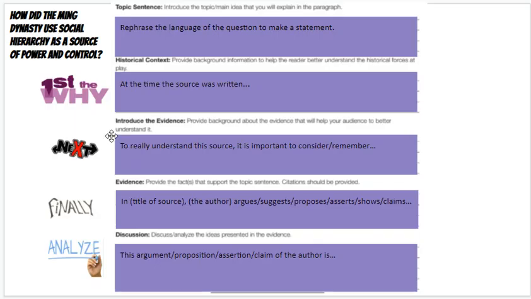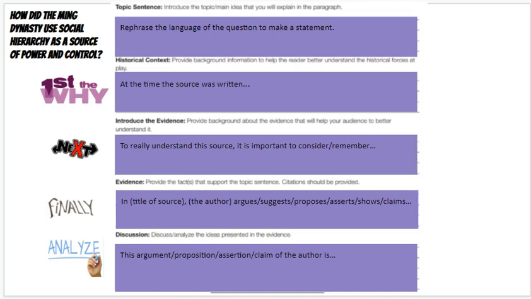How are you going to introduce the source? Okay. Well, remember first we have at the time the source is written, you're talking about Confucian behavior. Next, to really understand the source, it's important to remember what was important in Chinese society during the Ming Dynasty. Okay. And you're going to say how social hierarchy was important, and you're going to explain why it's important. Then you're going to introduce your evidence.